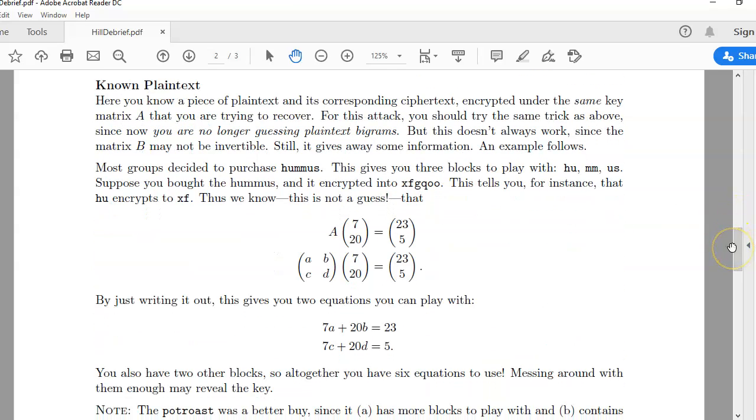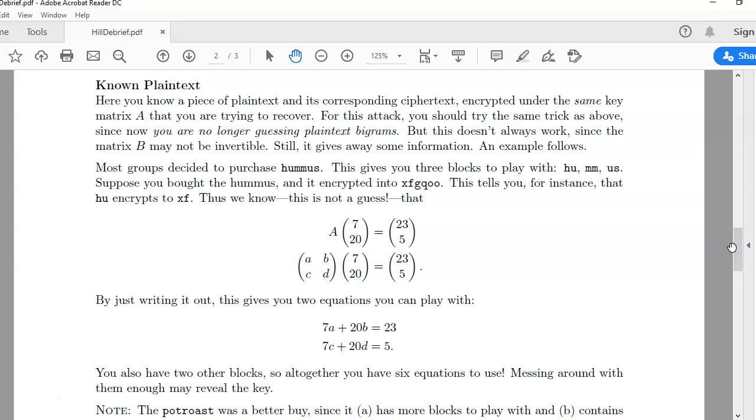Let's move on to the next kind of attack, which is known plain text. So here you have a piece of plain text and you know what it encrypted to, and you know the same key was used. So that gives you some information. And so you ought to try sort of the same thing as above, because now you're not making guesses anymore, right? You're no longer guessing the plain text bigrams because you know the plain text.